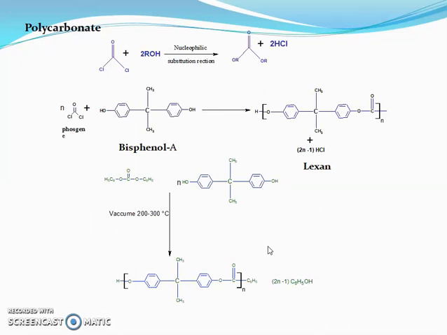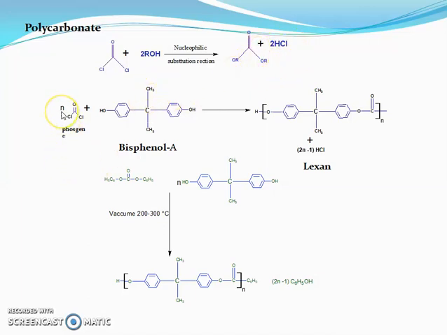Now the next polymer is polycarbonate. The carbonate is an ester of carbonic acid, prepared by the reaction of phosgene gas with an equivalent of alcohol. This is the reaction of phosgene gas with alcohol, a nucleophilic substitution reaction. Cl is replaced by O, Cl is replaced by O. This is the formation.